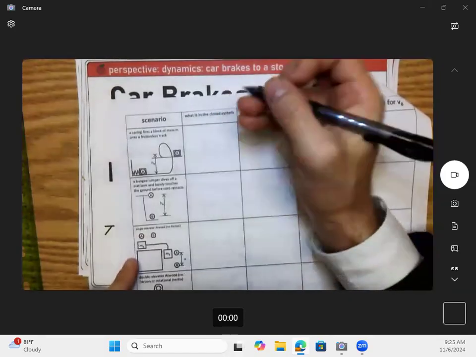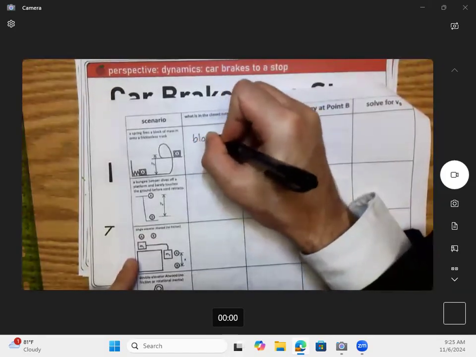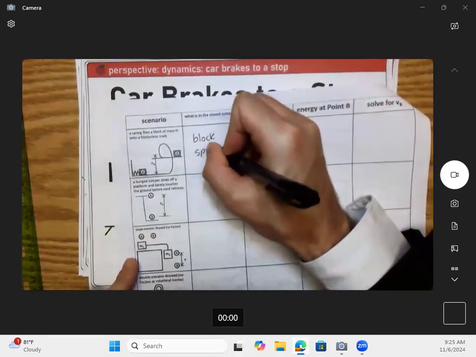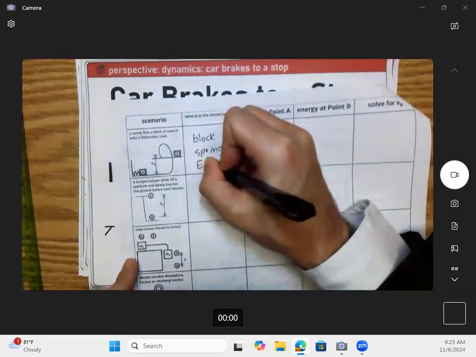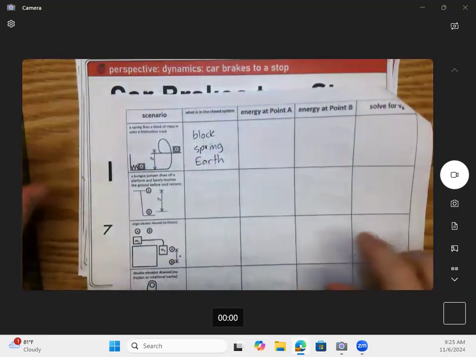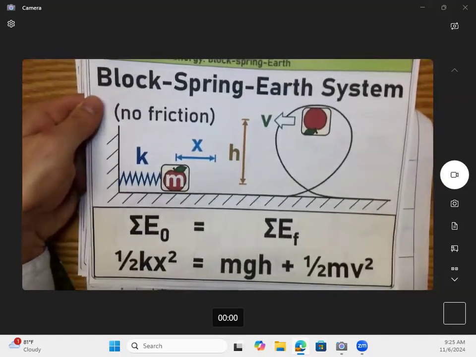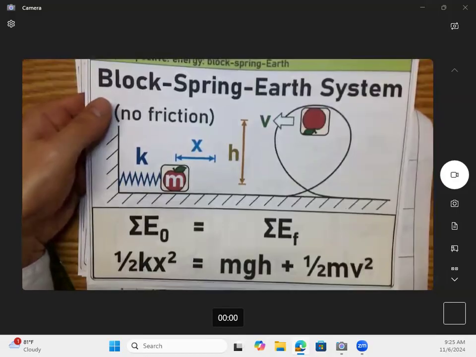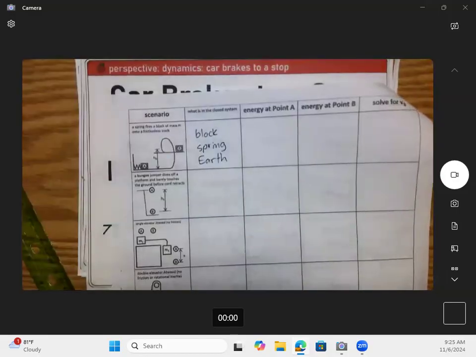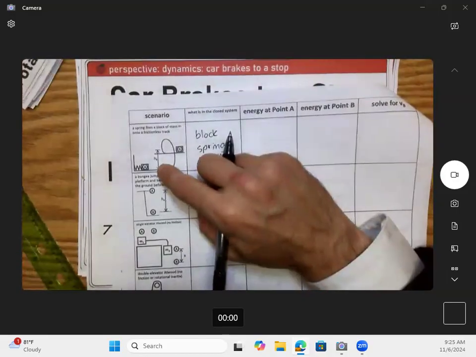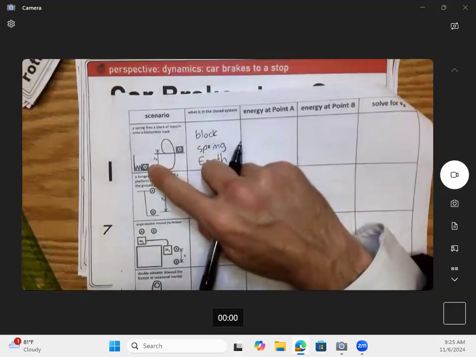Block spring earth system. Oh, whoops, I gave it away. So block spring earth system. Yesterday I was showing you guys a poster that was almost exactly this, really. Actually, it is the same answer. Let's see if I can dig it up real fast. You guys remember this poster from yesterday? It's the exact same answer. Slightly different geometry, comes out the same. So that's it. Energy at point A. When you squash this block against the spring, all the energy is now in the spring. We'll call it spring potential energy.